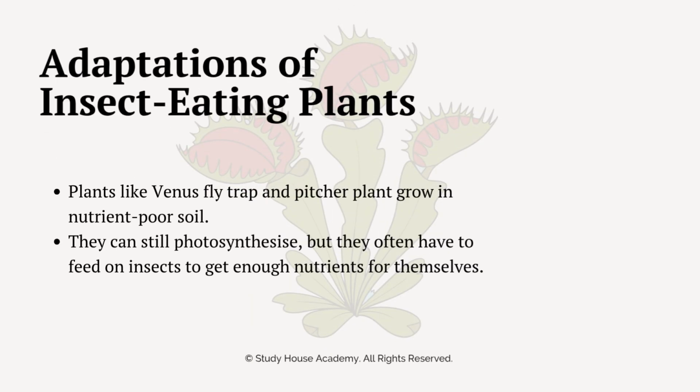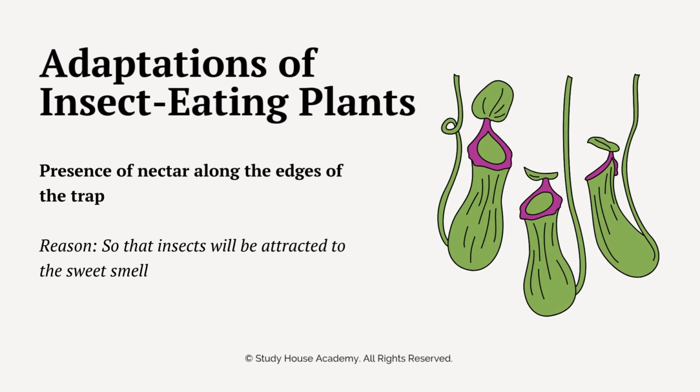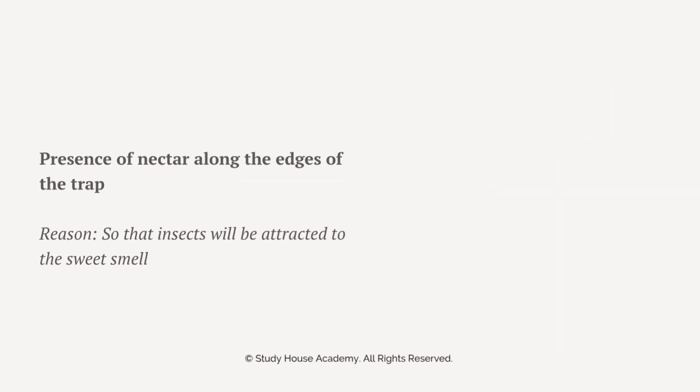Adaptations of insect-eating plants. Plants like Venus flytrap and pitcher plant grow in nutrient-poor soil. They can still photosynthesize, but they often have to feed on insects to get enough nutrients for themselves. Presence of nectar along the edges of the trap. Reason, so that insects will be attracted to the sweet smell.